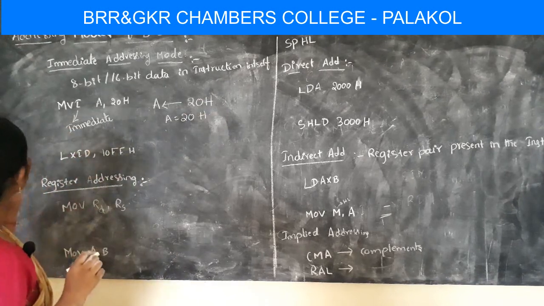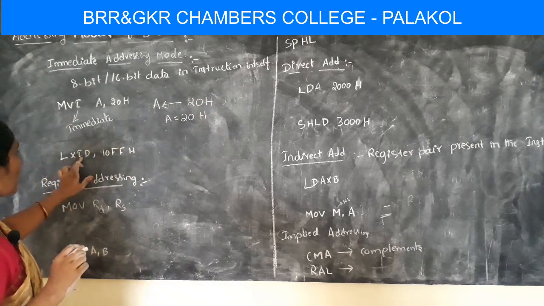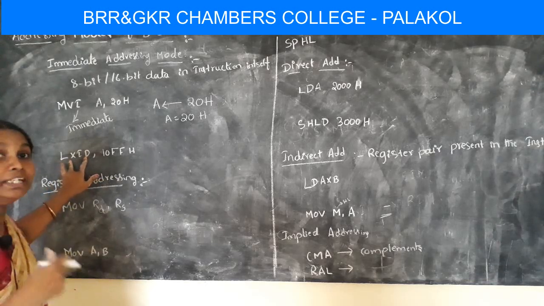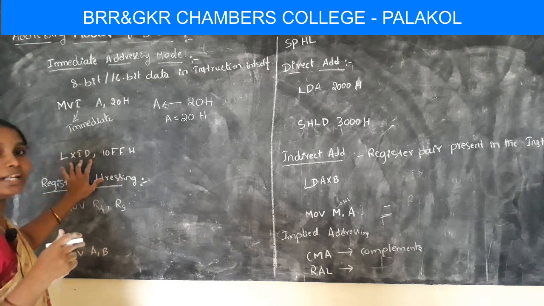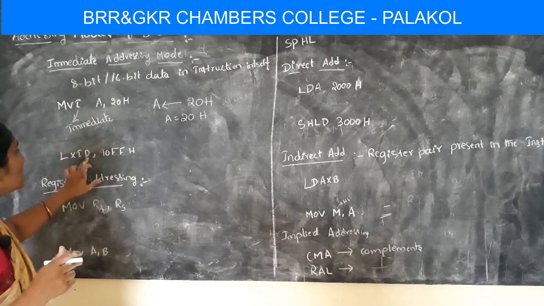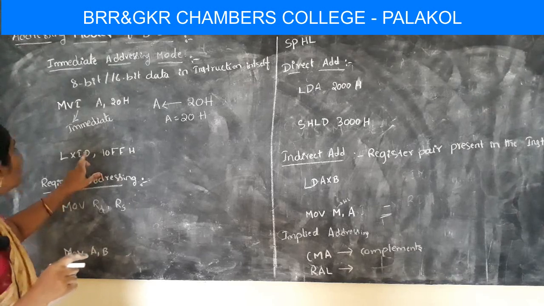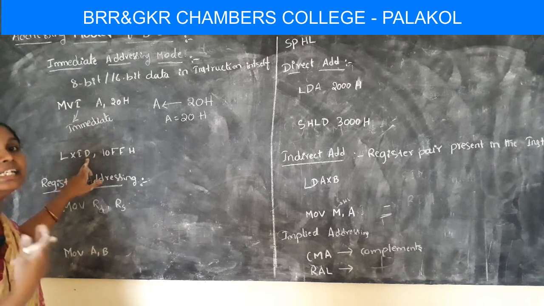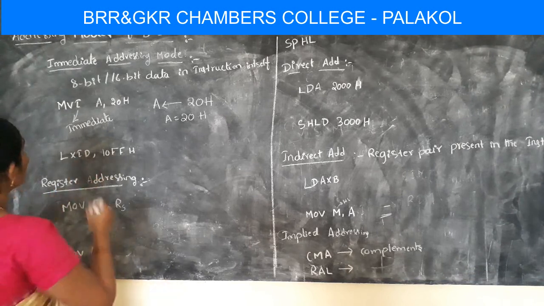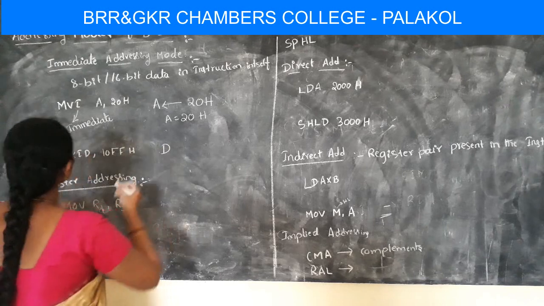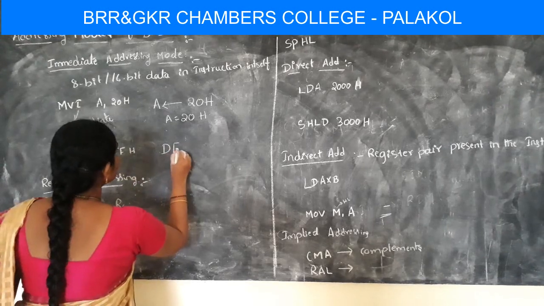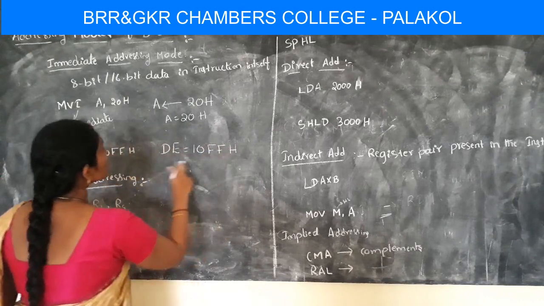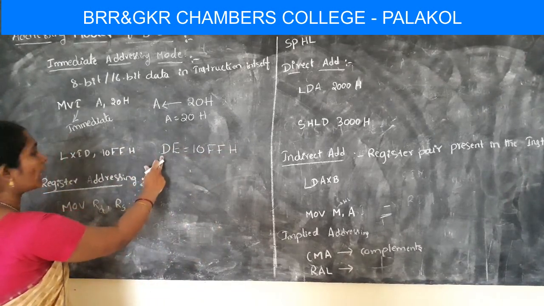Another one is LXI D, which is load immediate to the register pair. Here D represents the DE register pair. After execution of this instruction, DE equals 10FFH is stored in the DE register pair.